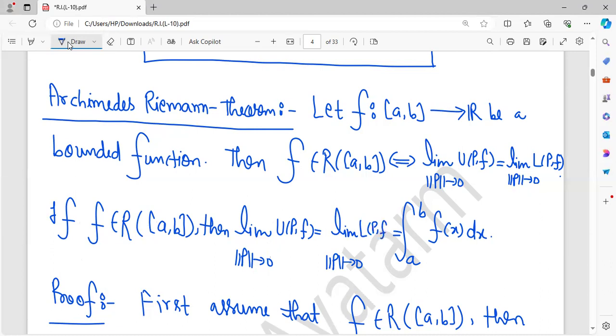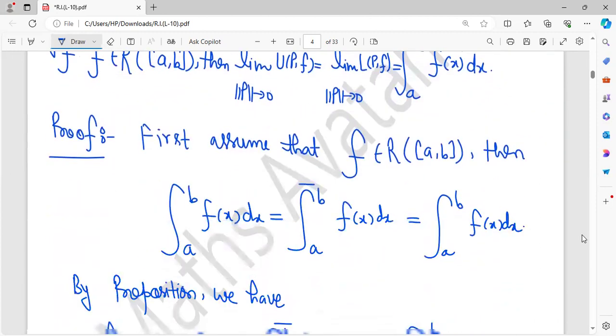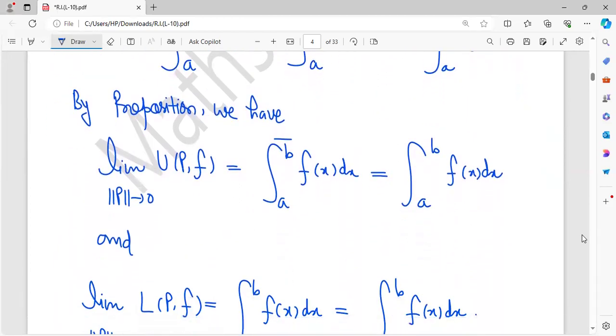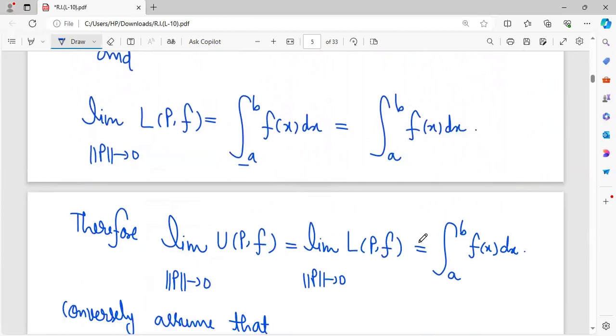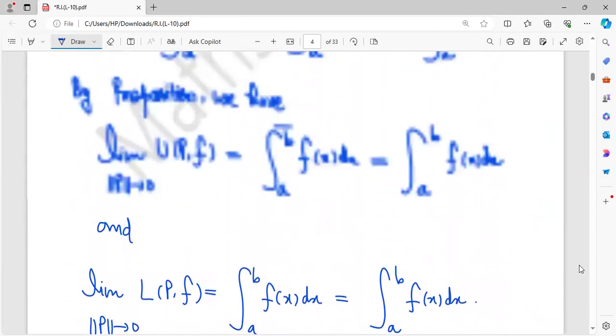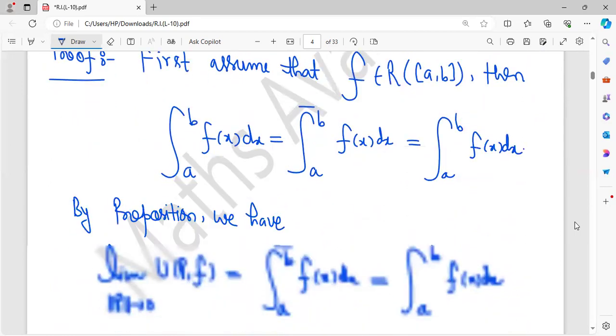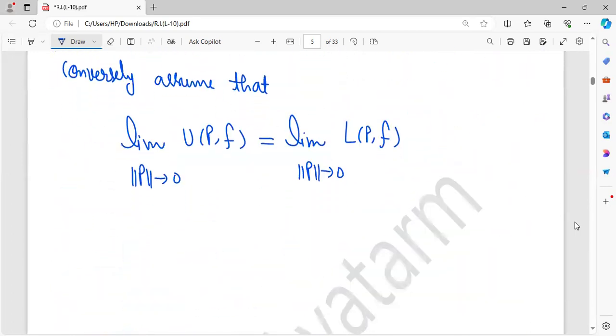So first we will prove this theorem: if f is Riemann integrable, then this limit happens. So first assume that f is Riemann integrable, then this happens. By the proposition, we have this one. So if f is Riemann integrable, we have proved that they are equal, and they equal the integral. First direction is done. The only if part is also done. Now conversely, assume that this happens.